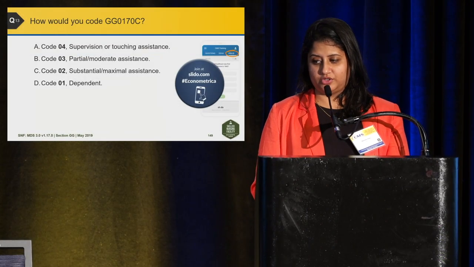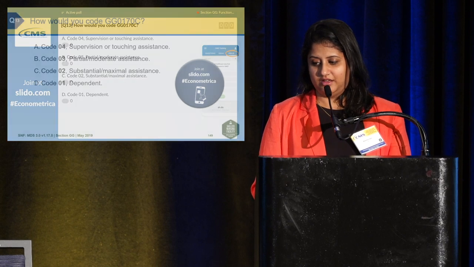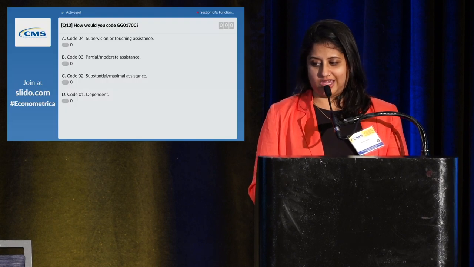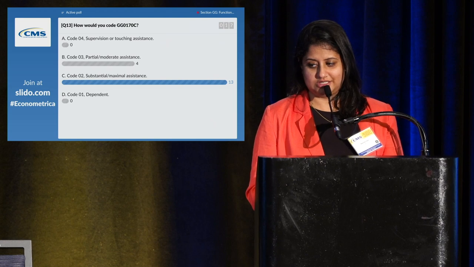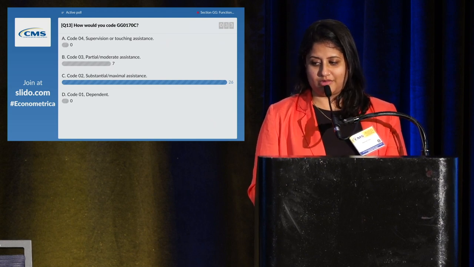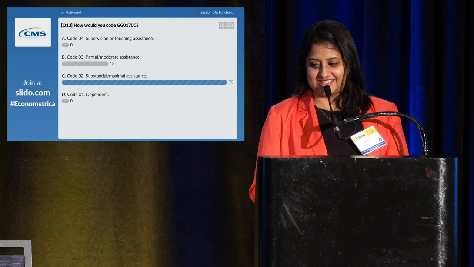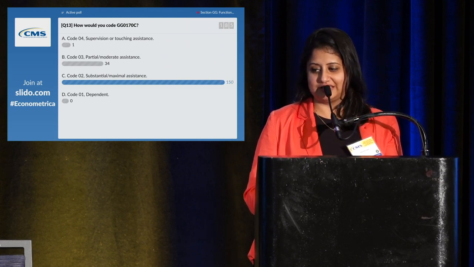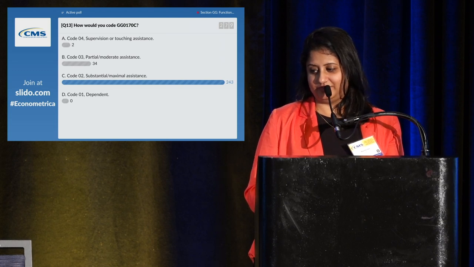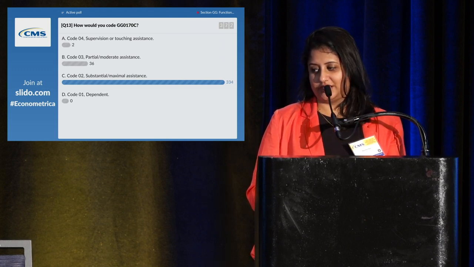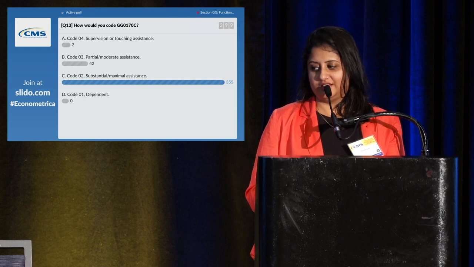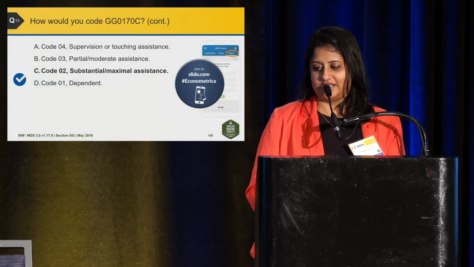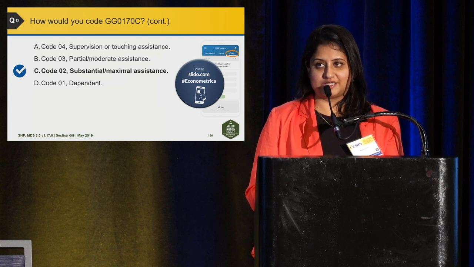Okay. So how would you code GG0170C? Your answer choices are A, 04, supervision or touching assistance; B, 03, partial or moderate assistance; C, 02, substantial or maximal assistance; or D, 01, dependent. Several of you are still submitting your codes for that. We'll go ahead and look at the right answer. And it is C, 02, substantial or maximal assistance.